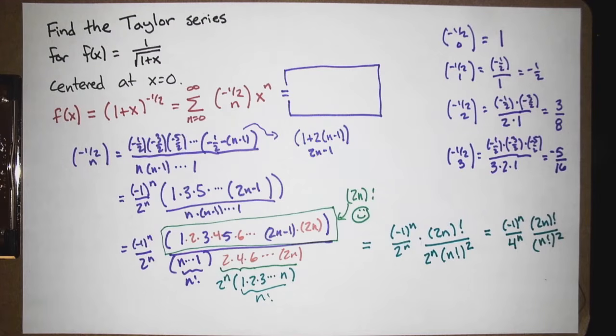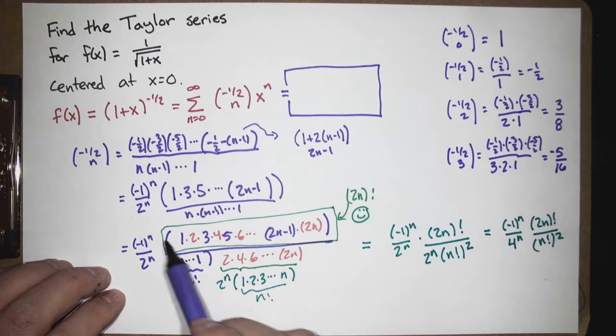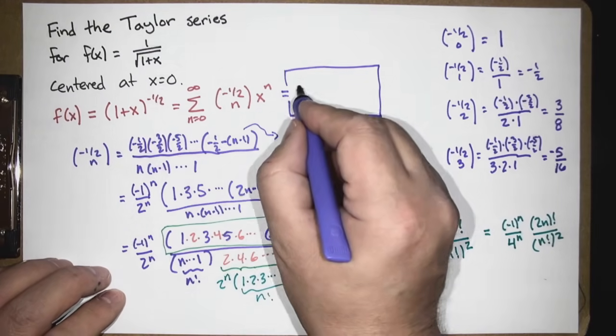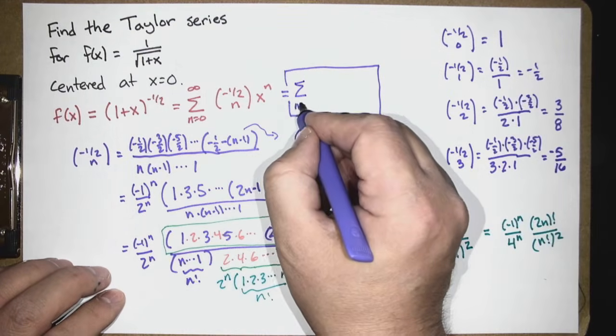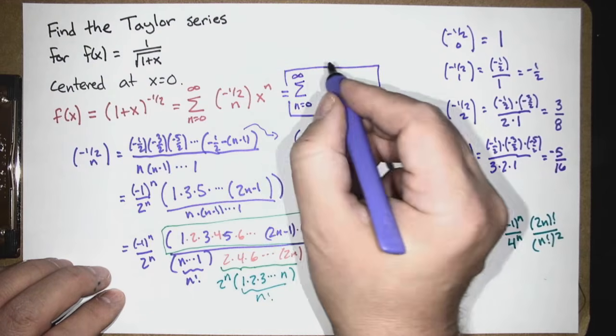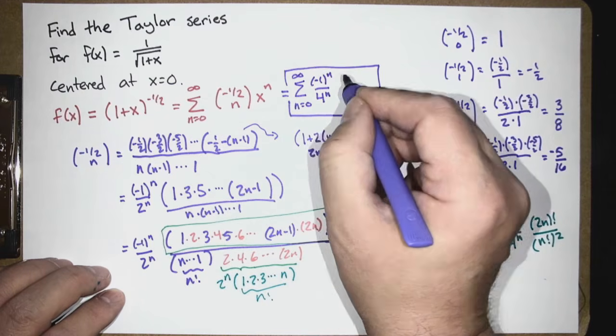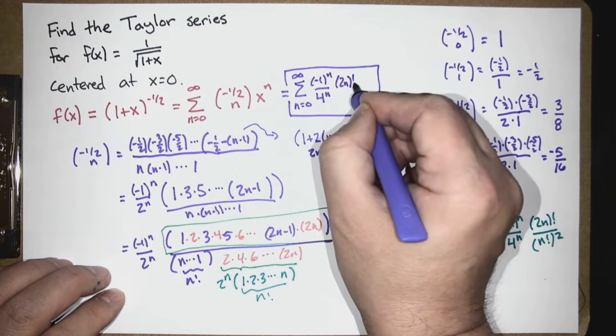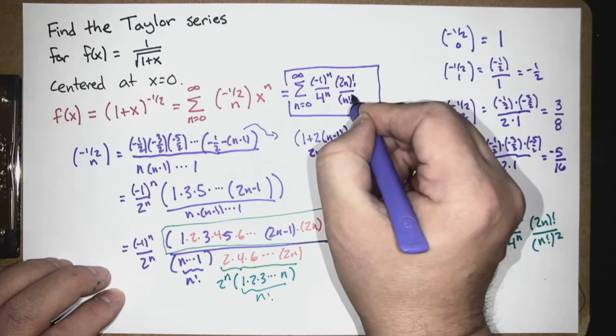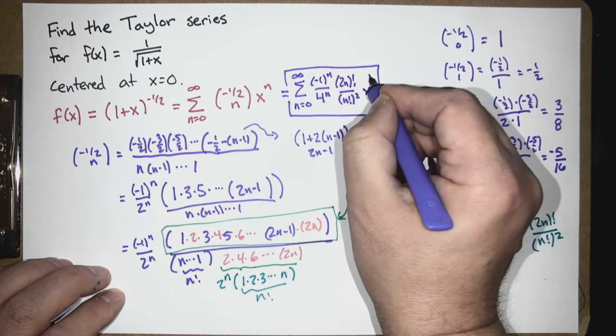So, what goes in the box? We figured out how to rewrite minus a half choose n. So this becomes the sum, n equals 0 to infinity, minus 1 to the n over 4 to the n, 2n factorial over n factorial squared, x to the n.